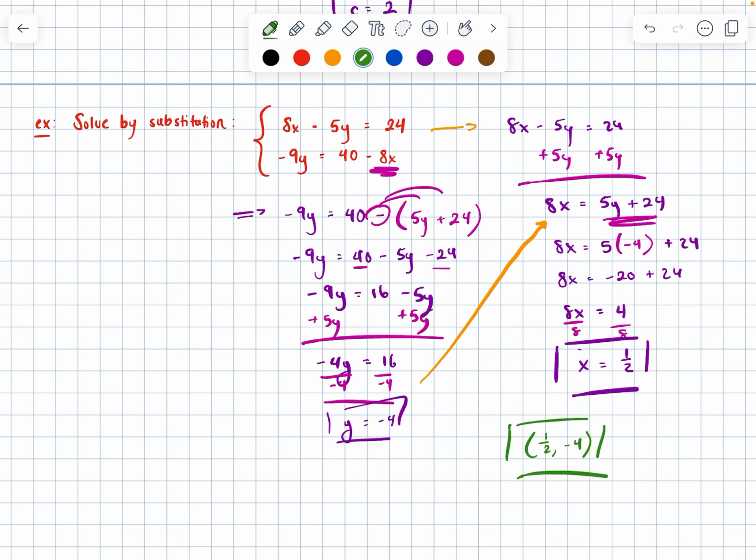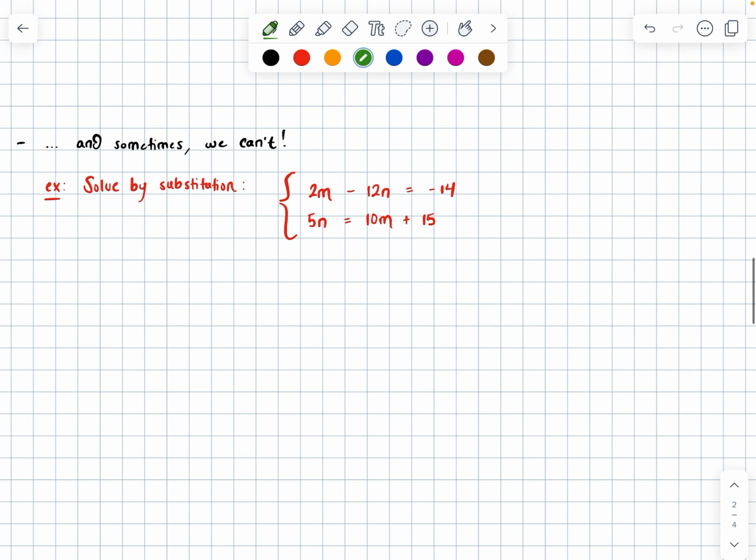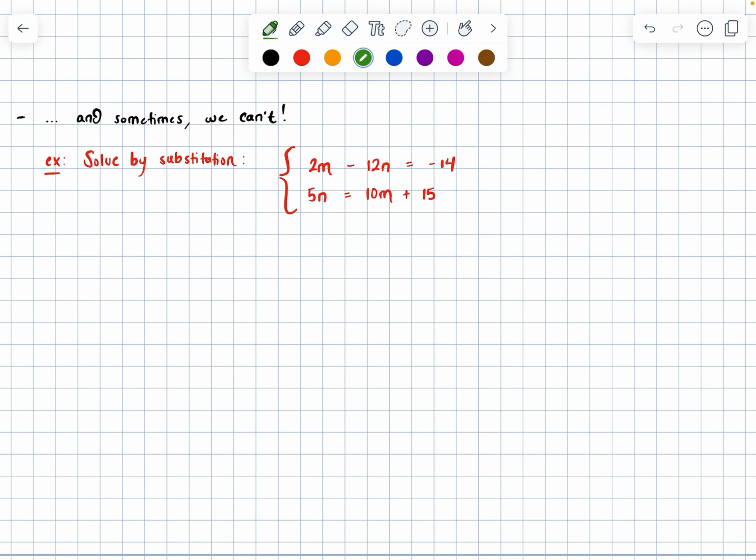X comes before y in the alphabet, so the 1 half is going to come before the negative 4 in our ordered pair notation. Very nice. So sometimes we will find ourselves in a situation like this where I can plug in a variable with its coefficient, but sometimes we won't be so lucky.